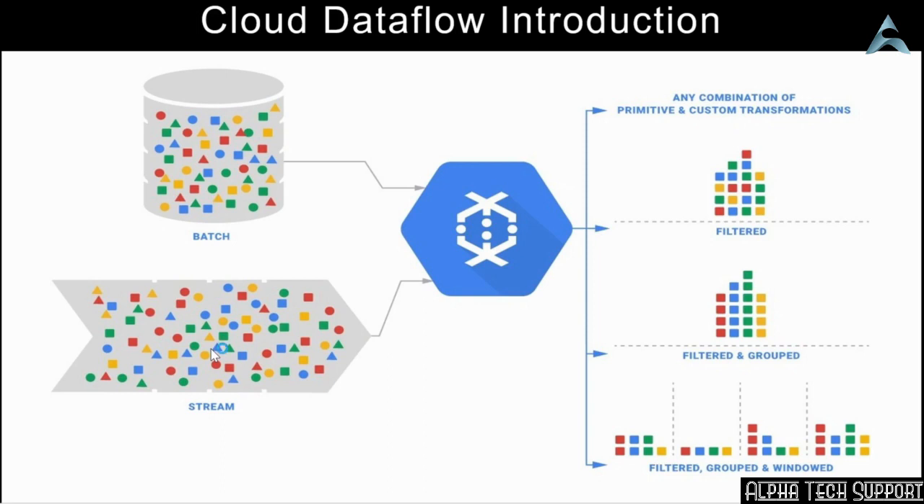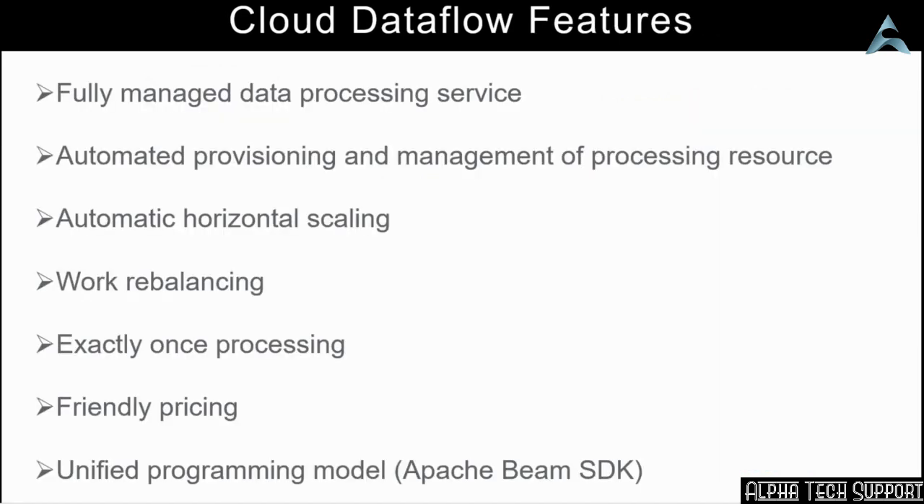You can build a range of important pipeline jobs for the information migration between Cloud Pub/Sub, Datastore, BigQuery, and Bigtable to build your own information warehouse in the GCP. Some of the important features of Cloud Dataflow are: fully managed data processing service, automated provisioning and management of the processing resources, automatic horizontal scaling, work rebalancing, exactly-once processing, friendly pricing, and unified programming model.